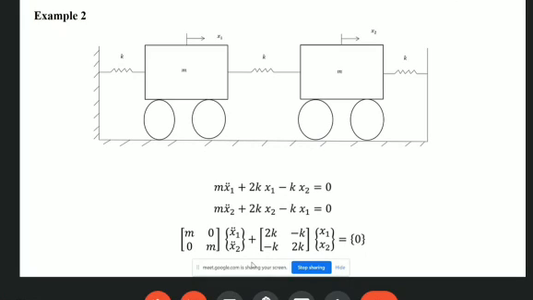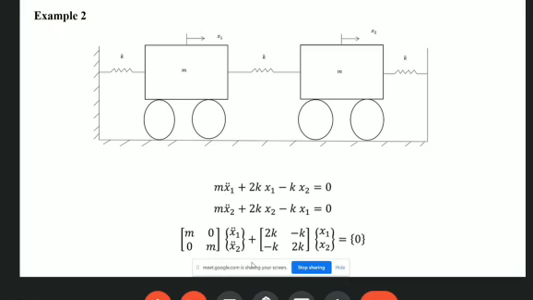So if you write down the equation, it will come as m x1 double dot plus 2k x1 minus k x2 equal to 0, and then m x2 double dot plus 2k x2 minus k x1 equal to 0. And then if you write down the equation in the matrix form, this will come as [m 0; 0 m], acceleration vector, plus [2k -k; -k 2k], the displacement vector.